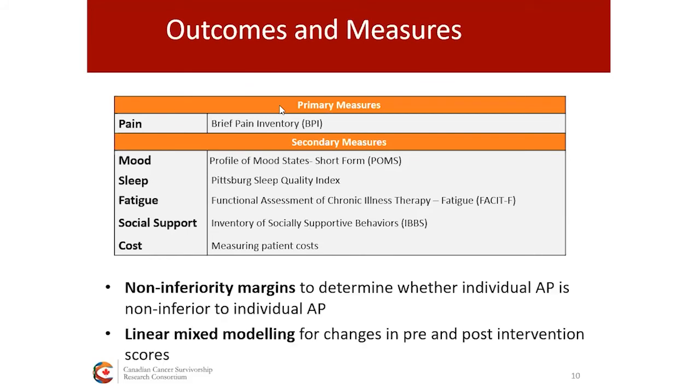Next, it was a non-inferiority trial, so we used non-inferiority margins to determine whether group acupuncture is non-inferior to individual acupuncture. To determine that, we used linear mixed modeling to assess the changes from pre- to post-intervention scores across both arms.